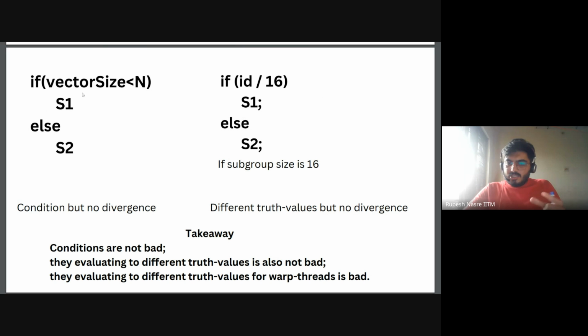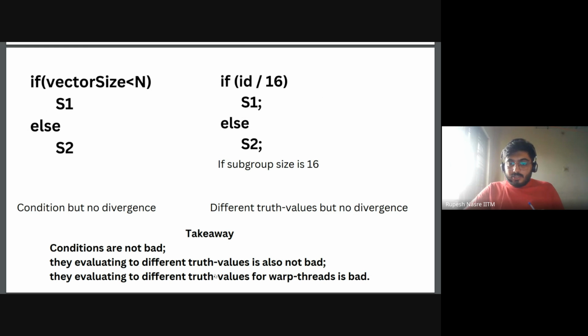Suppose we take an example of 15 subgroups, and only one subgroup has thread divergence. Even in that one subgroup, each thread might have different values, but it is very negligible divergence, right? So it's okay, we can neglect that one divergence. So what are the takeaways? That conditions are not bad, and evaluating to different truth values is also not bad.